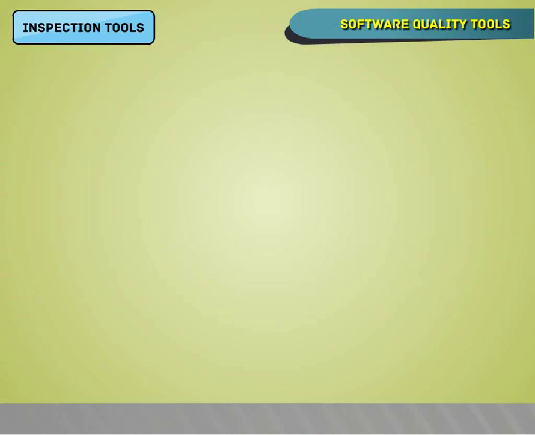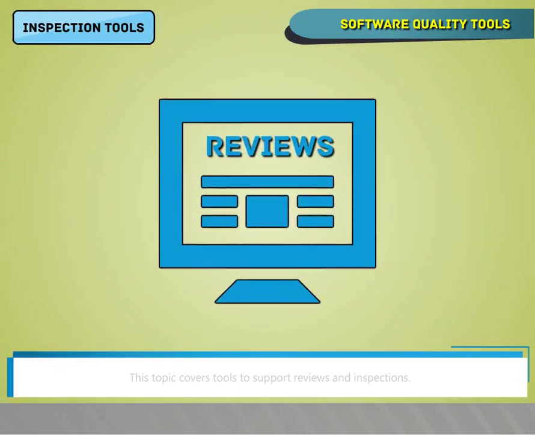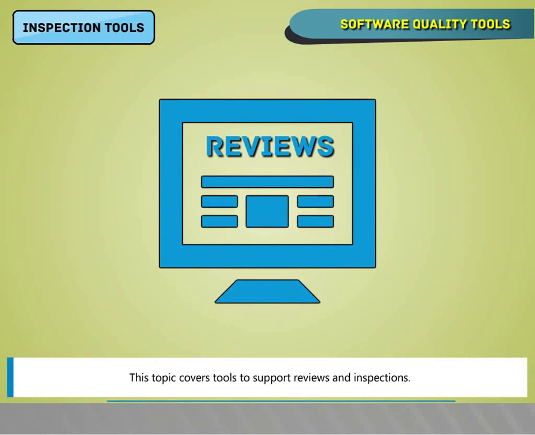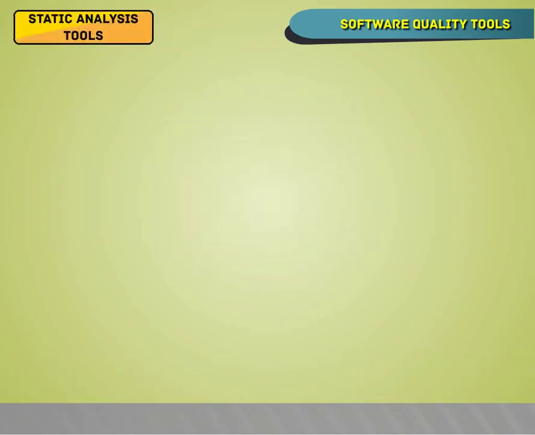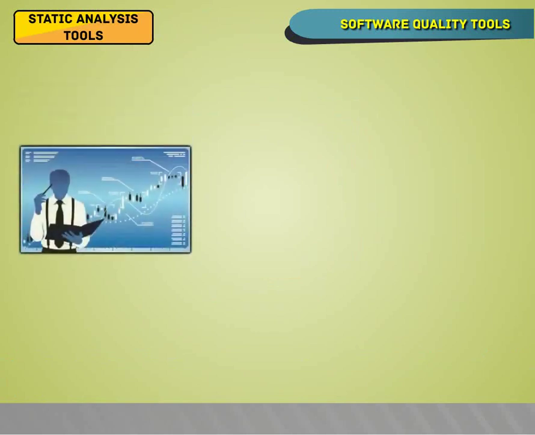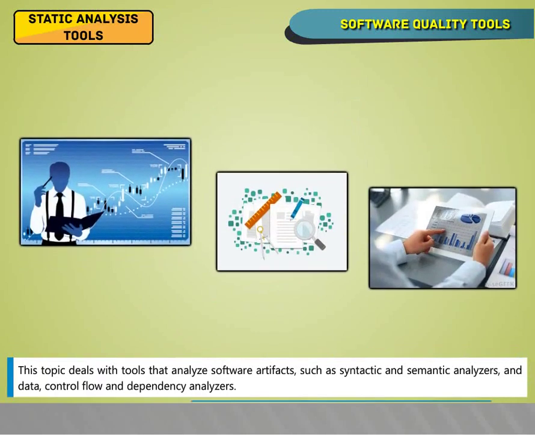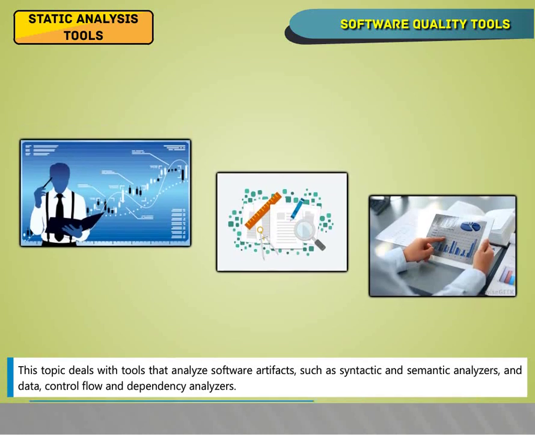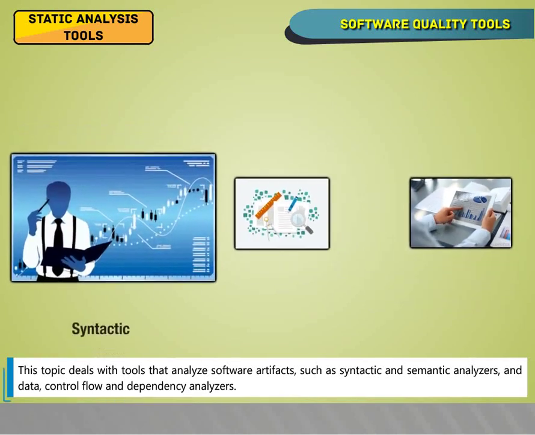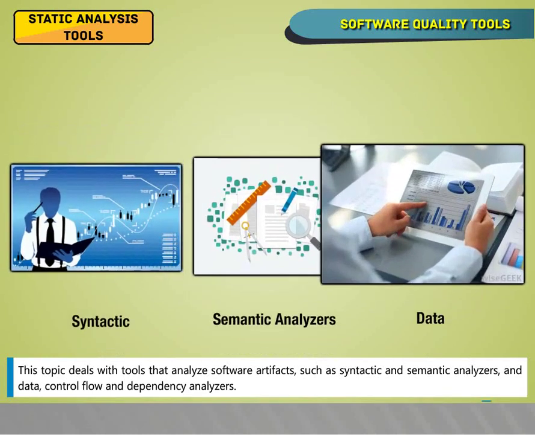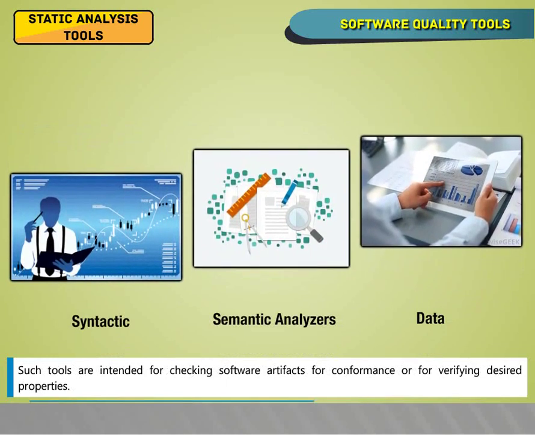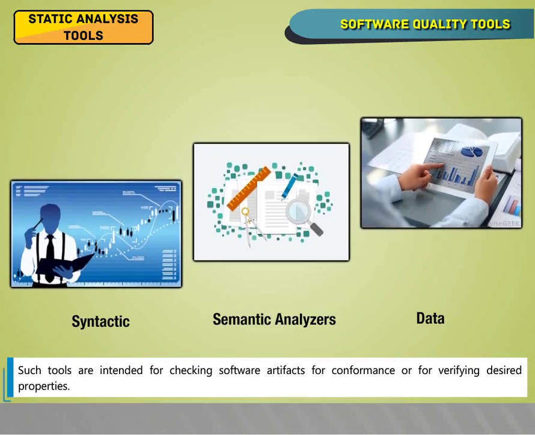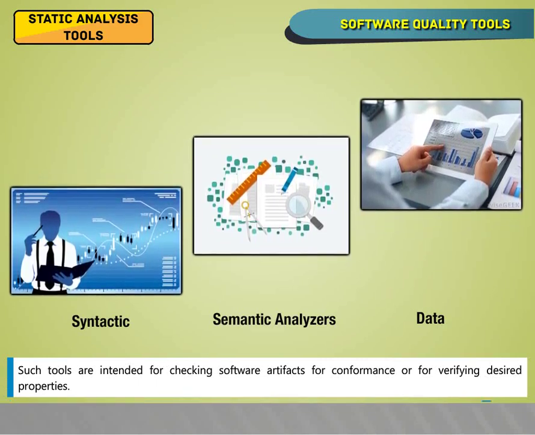Software quality tools. Inspection tools. This topic covers tools to support reviews and inspections. Static analysis tools. This topic deals with tools that analyze software artifacts such as syntactic and semantic analyzers and data, control flow and dependency analysis. Such tools are intended for checking software artifacts for conformance or for verifying desired properties.